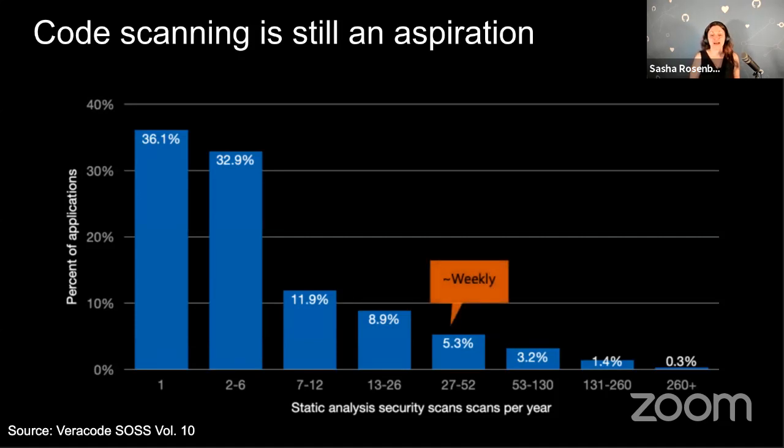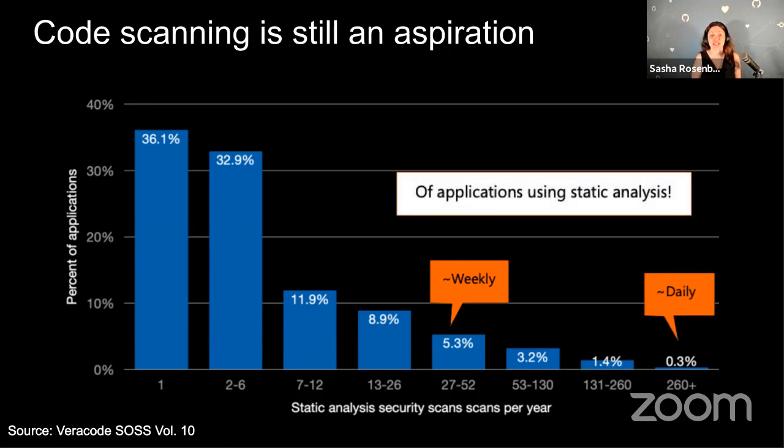Only about 5% of applications are scanned weekly, and less than 1% are scanned daily. And that's just of applications that are actually using static code analysis. There's not a lot of applications that actually use static code analysis tools, and of these, almost none are scanned on every commit. And it's just a miss, right? That means that we push code constantly and we constantly introduce potential vulnerabilities, and we aren't actually helping solve this problem.